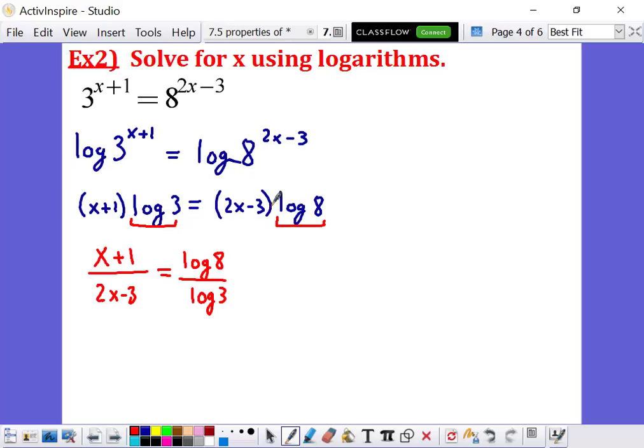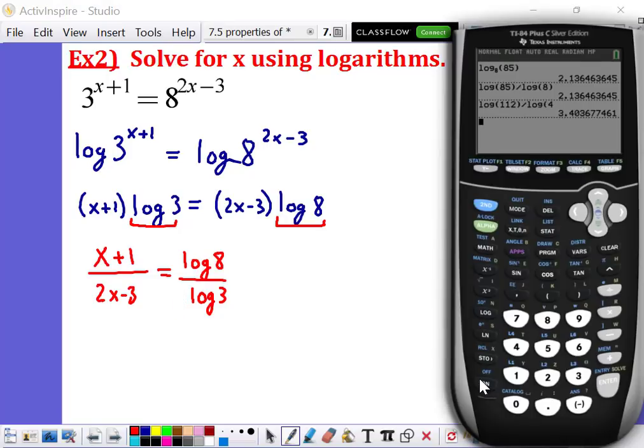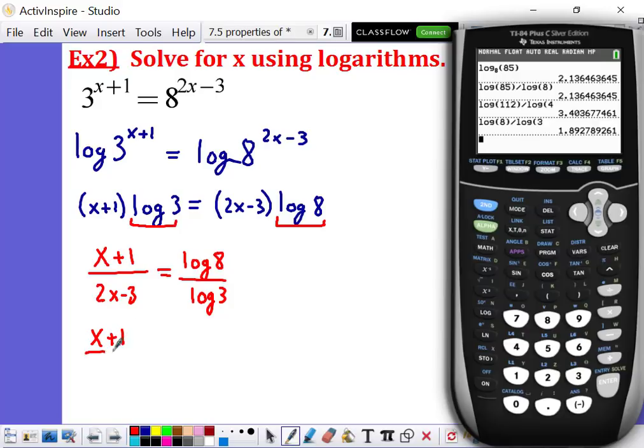We've just basically rearranged this equation. So now we have our x's on one side, and we have our constants on the other. So at this point, let's go ahead and evaluate log 8 divided by log 3. I'm going to go back to my calculator, do log 8 divided by log 3, and approximate that to 3 decimal places. So I have (x plus 1) over (2x minus 3) equals 1.893.